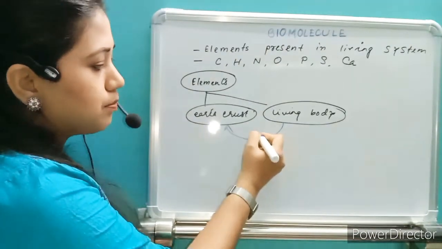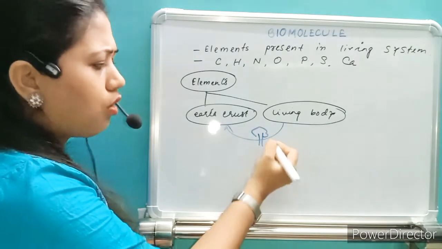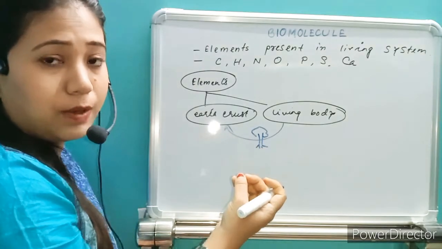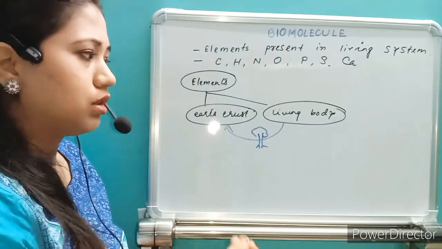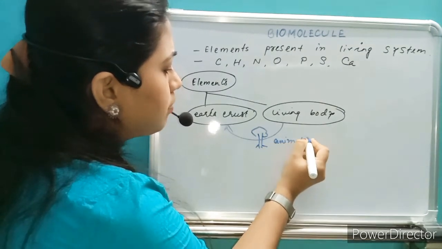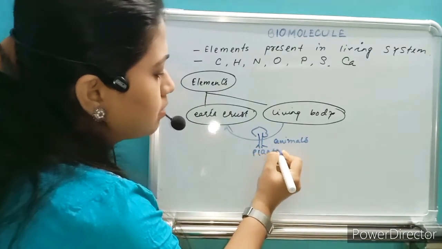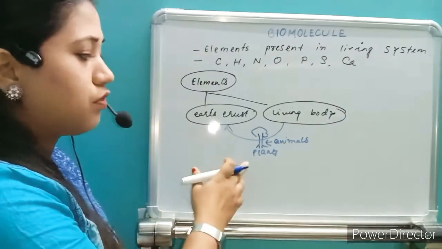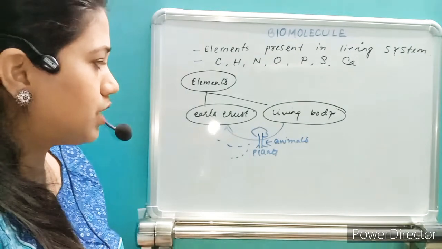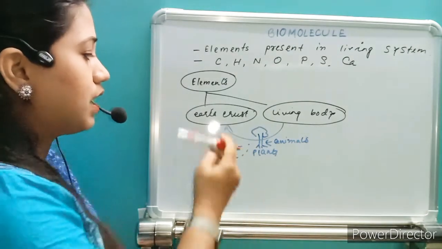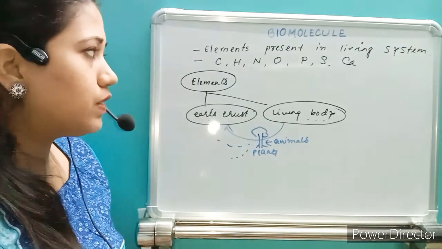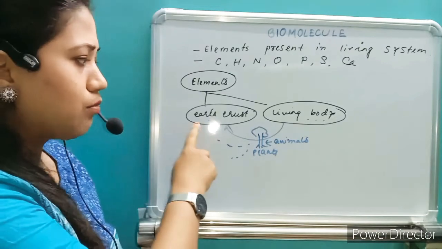We have to depend on the plants, or we consume some other components, suppose animals also. So we depend on the animals as well as the plants. Animals get their food, nutrients from the plants. Plants get their nutrients from the earth crust itself, isn't that so? That's why the similar type of elements are found in the earth crust and in the living body also. But what's the difference between the living body and the earth crust?